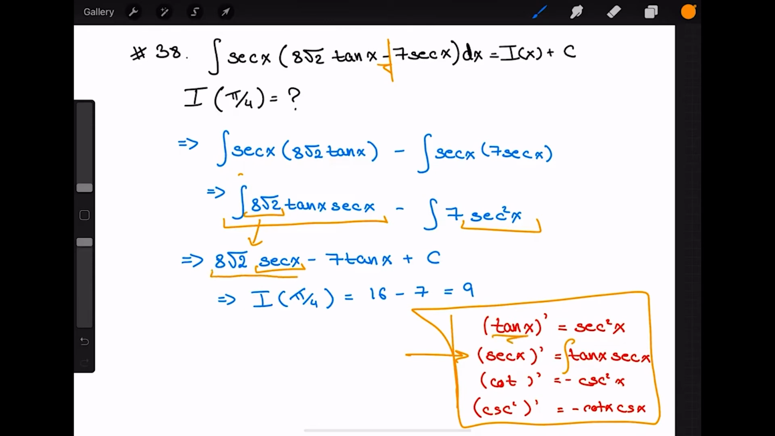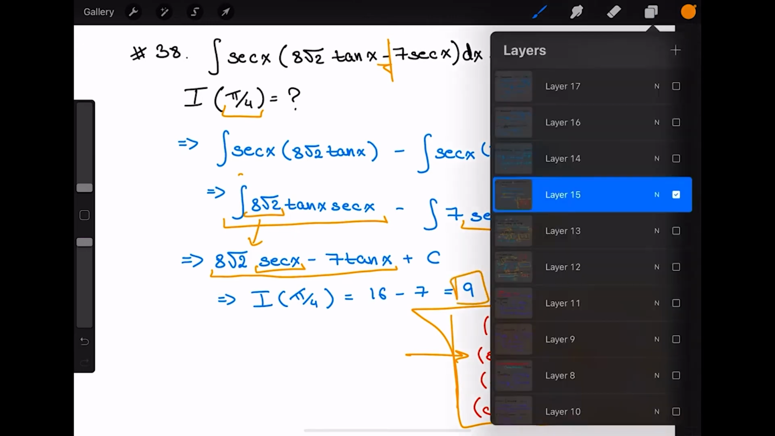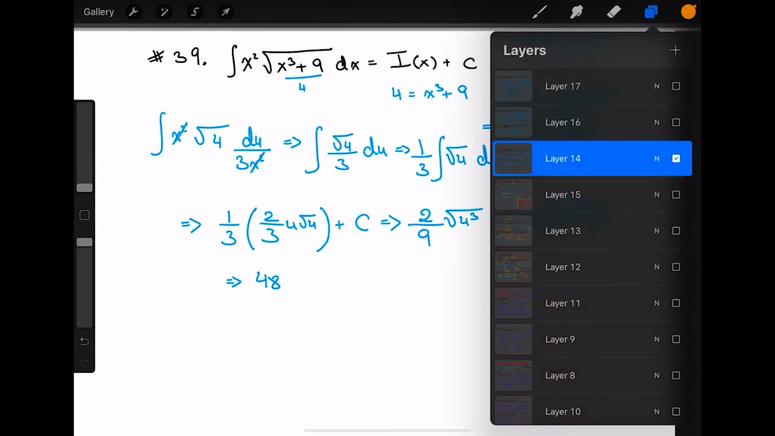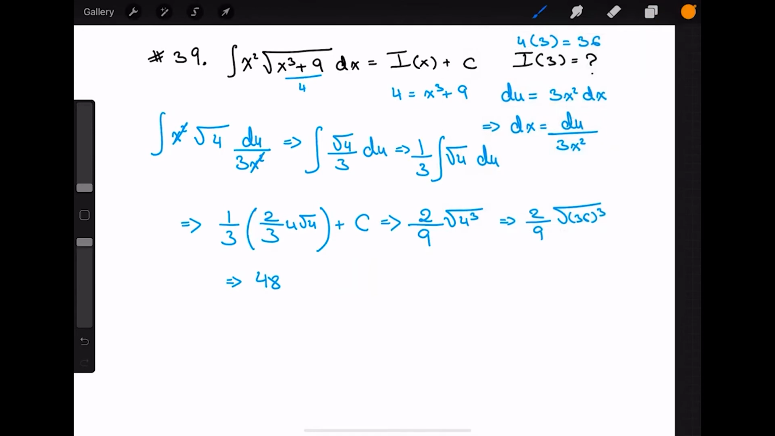So this here will be your final formula, and you would just have to substitute pi over 4 into it, and you would get 9. Going over to question 39. This is where we start using the substitution formulas, or just the substitution method.